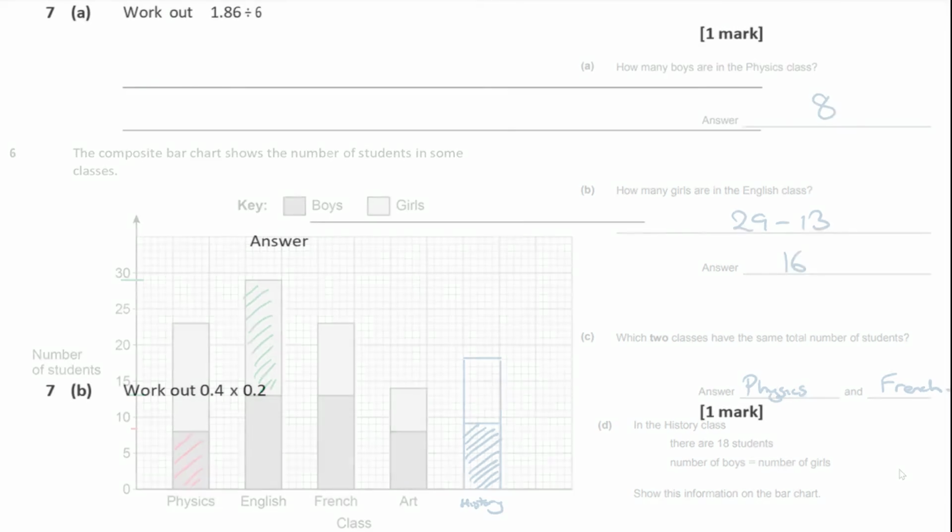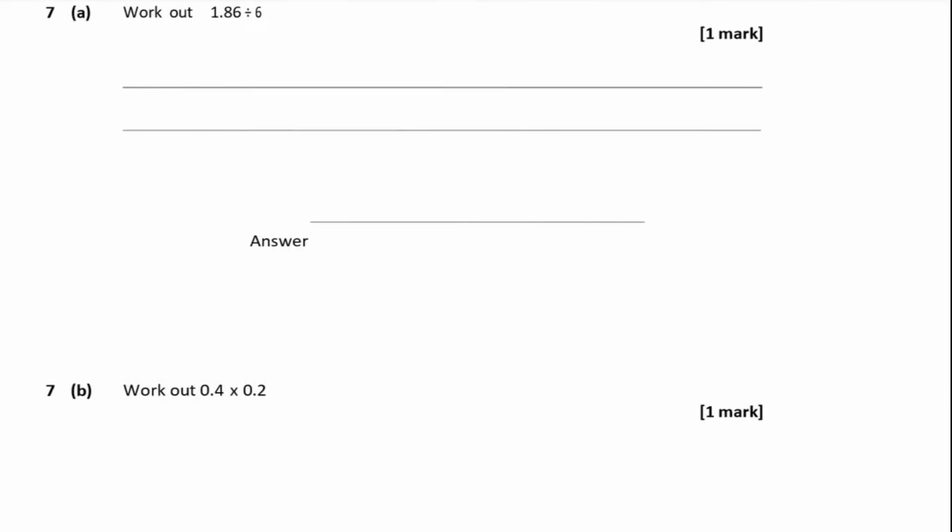I think I'm done. Question 7a, work out 1.86 divided by 6. Okay, I'm going to do this by short division, so I'm going to put the divisor out the front of the bus shelter, and then the number I want to divide in the bus shelter. Now, how many times does 6 go into 1? No times at all, does it? So that goes in no times, and I'm going to bring the remainder over, which is 1, to the next number along.